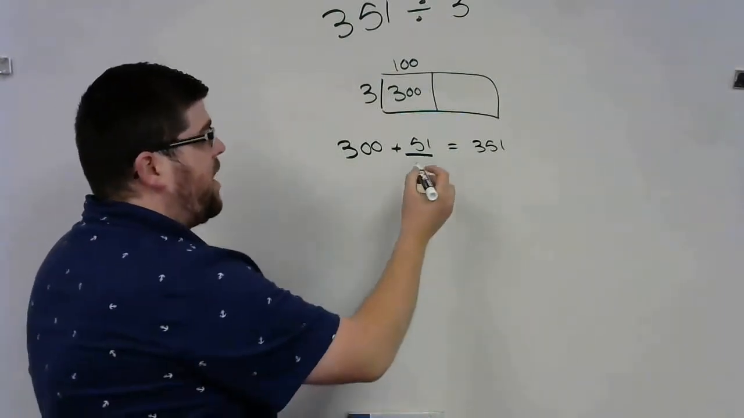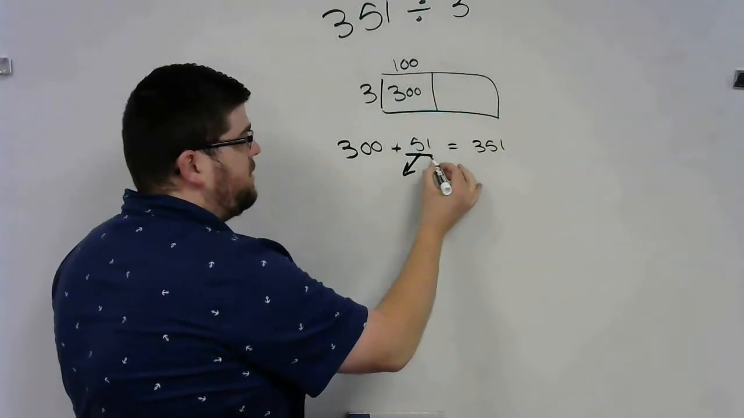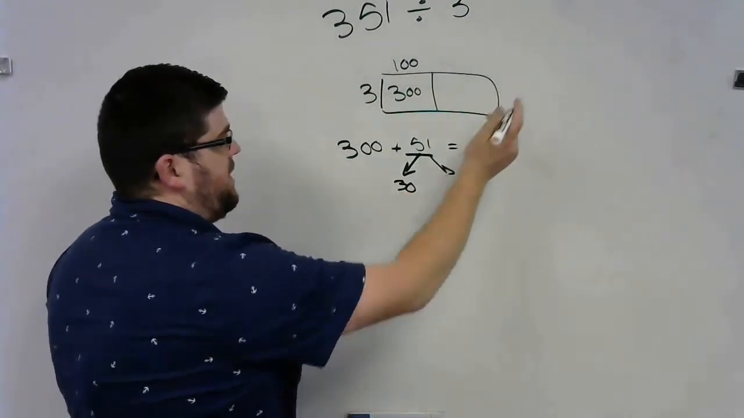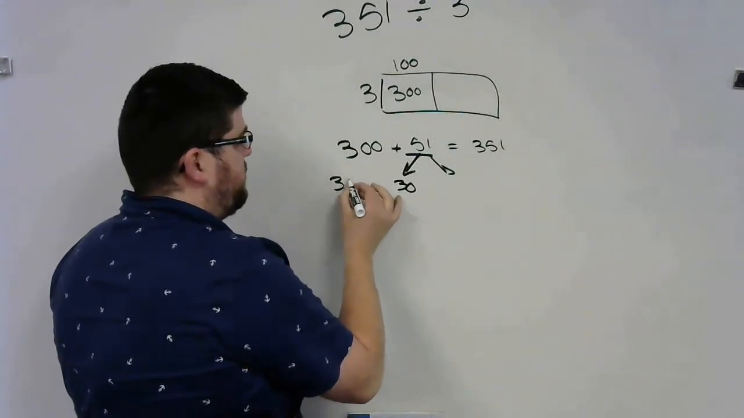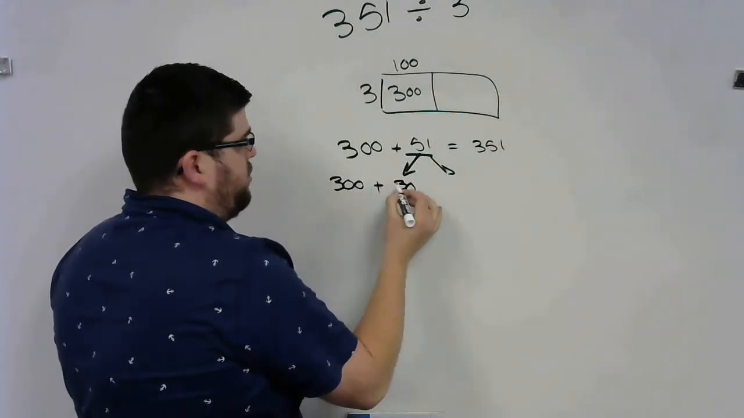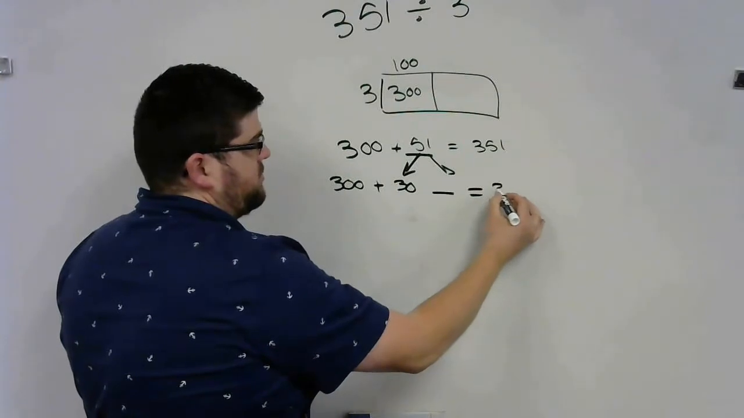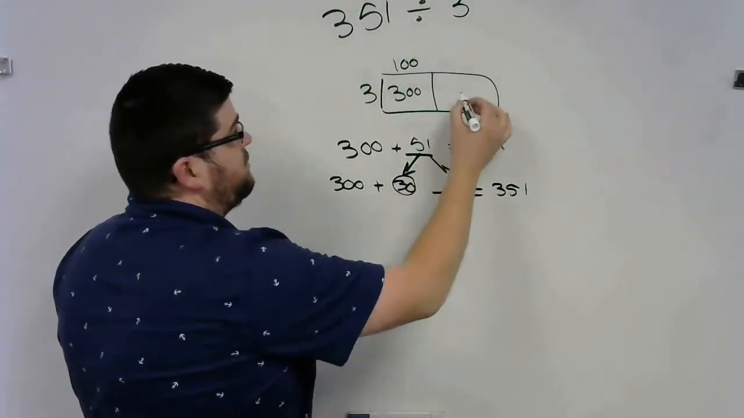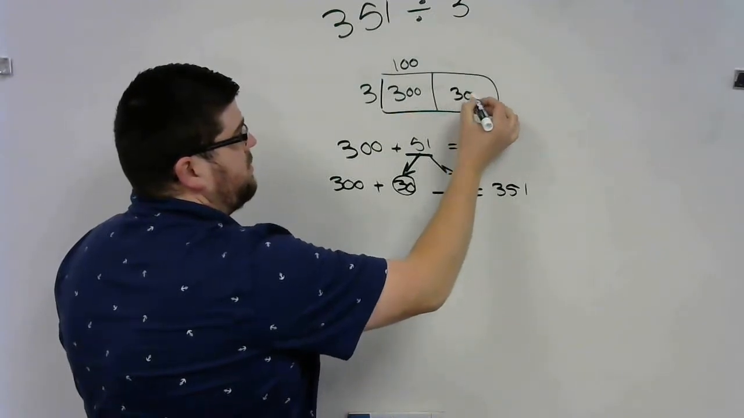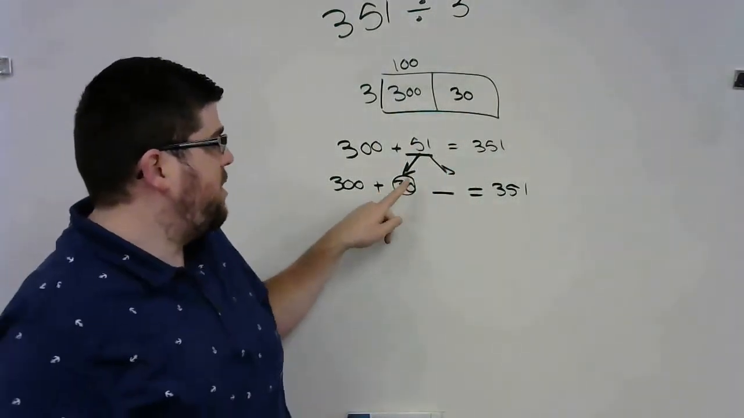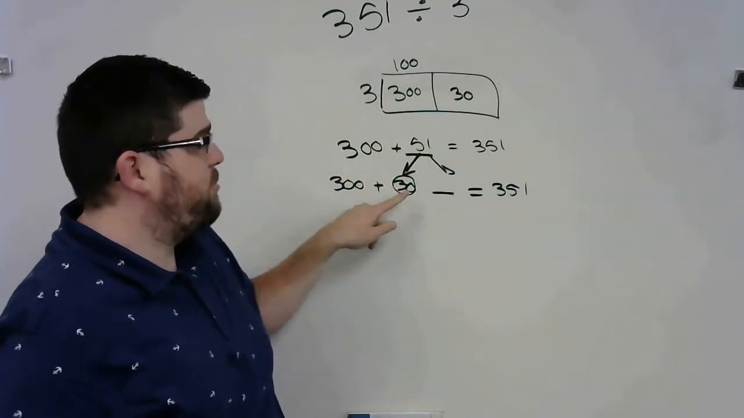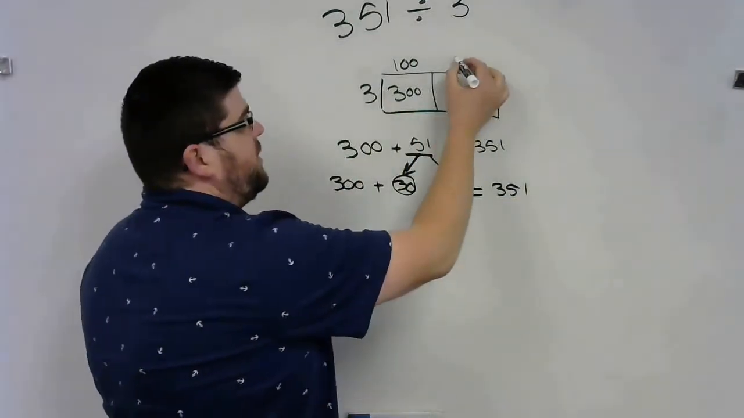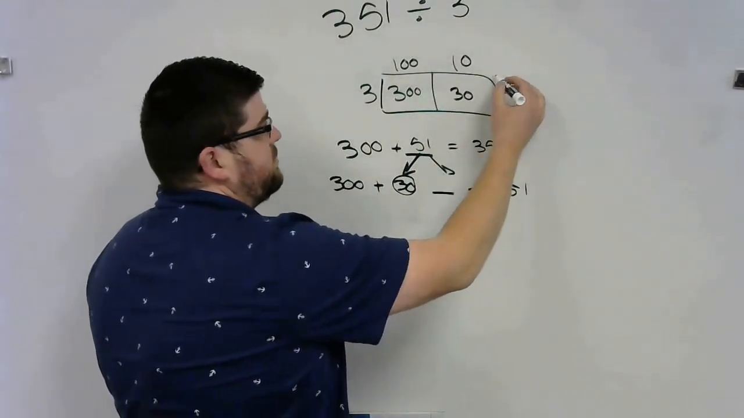Yes, I can. So now I'm going to break 51 down into 30, right? 3 times 10. So now I have 300 plus 30 plus a number equals 351. So in this box, I put my 30. Because what I did is I said, oh, okay, with that 51 that's remaining, I can take 30 out because that's an easy multiple of 10. So 3 goes into 30 10 times.